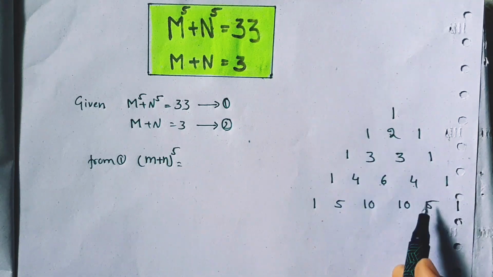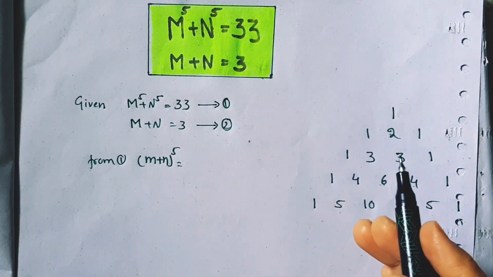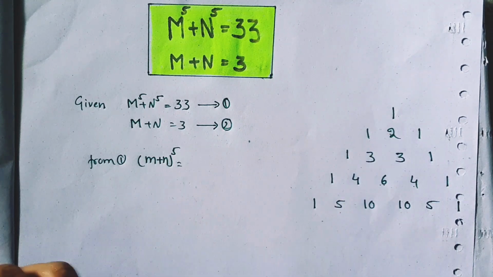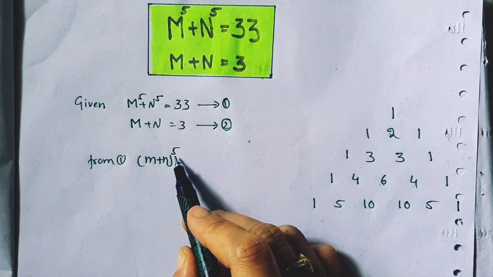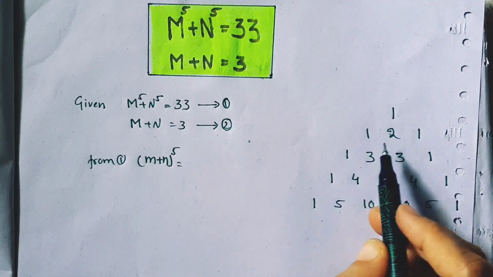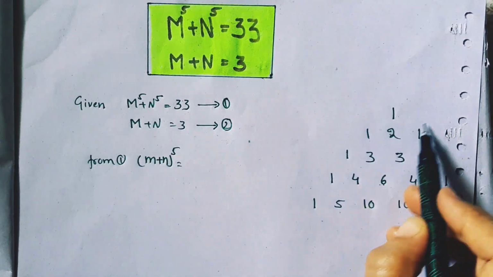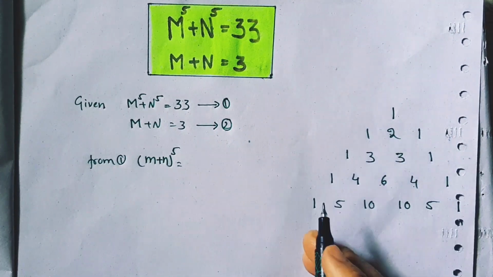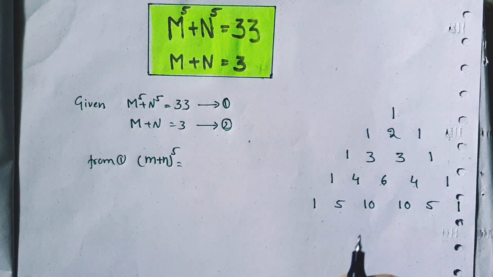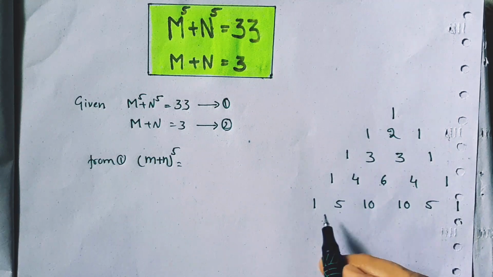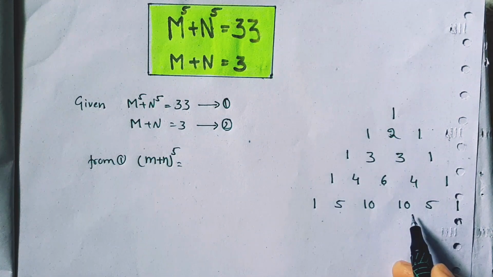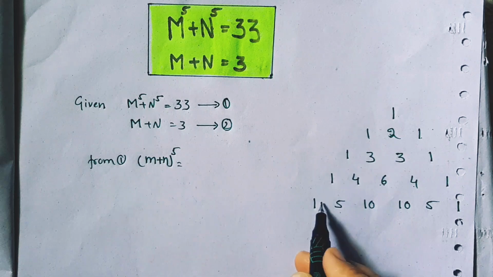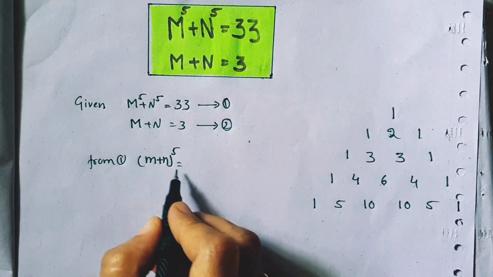So this is the method of Pascal's triangle. We need to find the expansion up to power 5, so I took up to 5, that is 1, 2, 3, 4, 5. Up to power 5 expansion I took. So these are the coefficients. Here I'll write the formula.